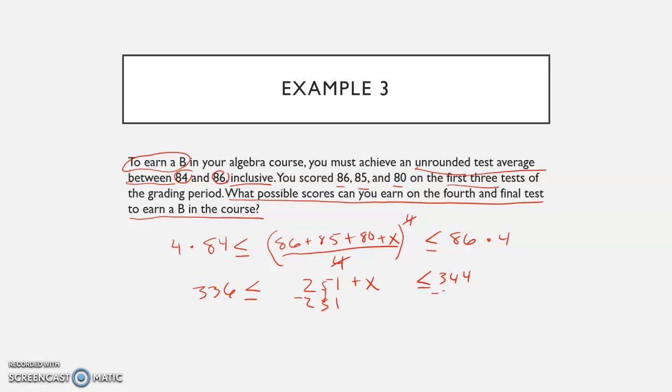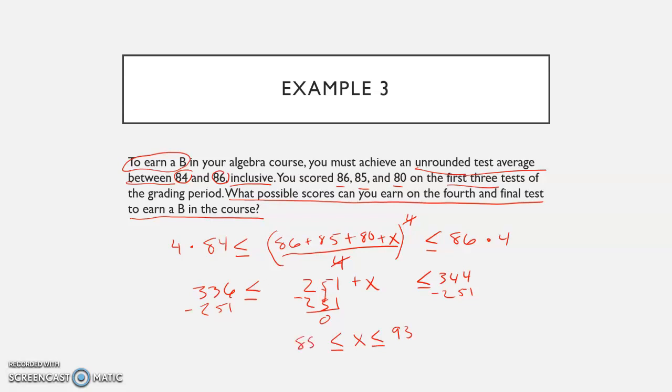251 from everything, from all 3 sections of the inequality. That's going to create the 0 that I'm looking for. And I'm going to have x in between, less than or equal to, at the high end, 93, and then greater than or equal to, what is that, 85.